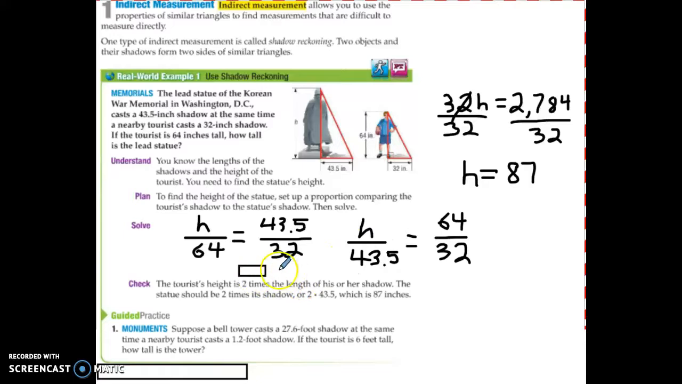Alright, just double check to see what the book said we got. Make sure I did it right. Yep, h equals 87. And again, that's the shortcut talked about down here.